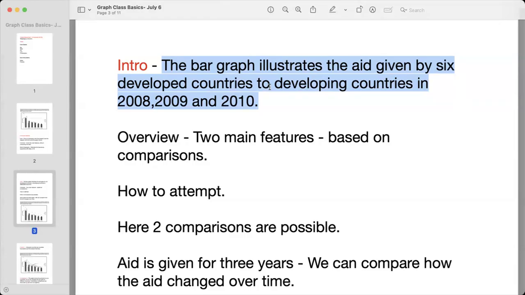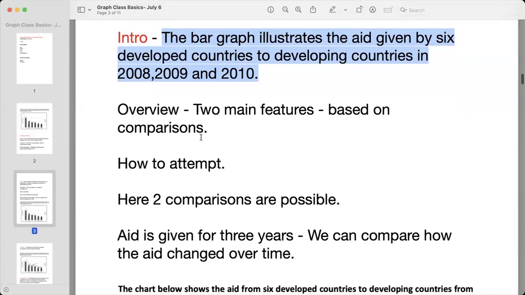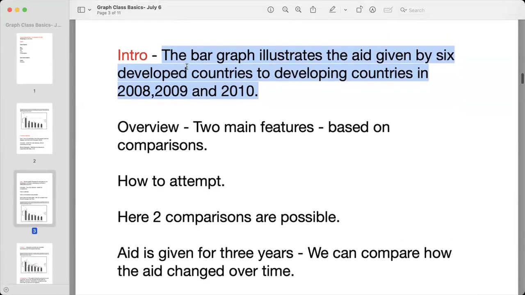If you do paraphrase, it helps, but it doesn't help so much that you spend so much time on the introduction. So my suggestion is to give it not more than 1 to 2 minutes. After writing the introduction, you're going to write the overview. So I've written the introduction here.